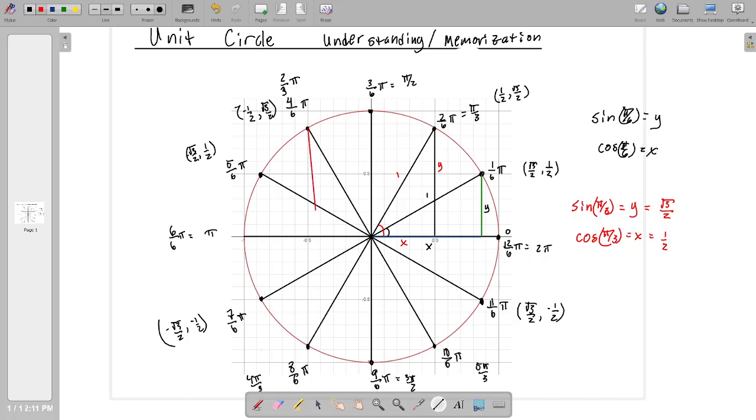We can draw a vertical line here to show that we have the same exact x coordinate. So that means that this point at 4 pi over 3 is going to have an x coordinate negative 1/2. Again, symmetry would say that we have our y value as root 3 over 2, except we're moving down, so we know that it's negative. So we have negative root 3 over 2 here for our y value.